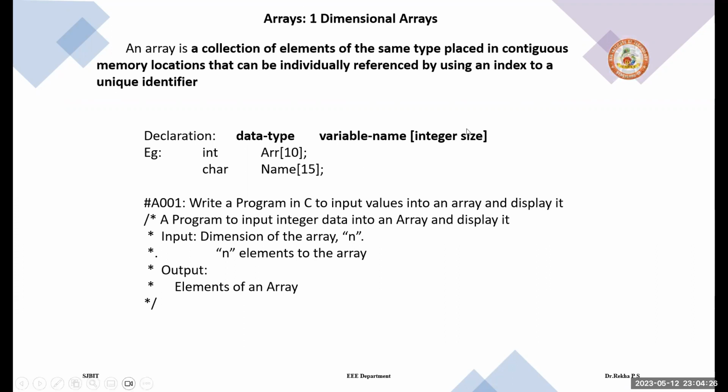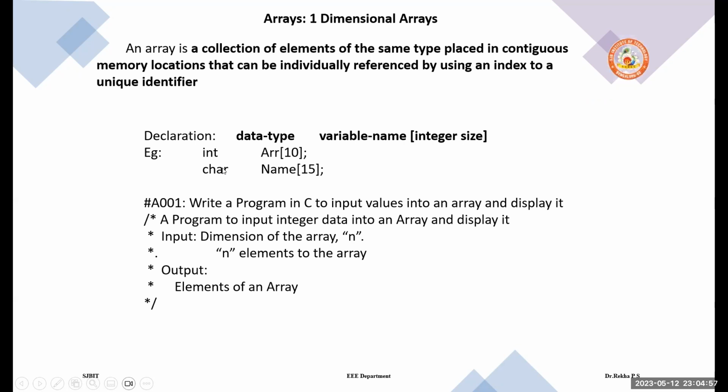Within square brackets, you have to specify the size. The size should be an integer value only. So here I have shown an example. The data type is integer, followed by arr, which is the user-defined variable name, the array name. And the size declared is 10.